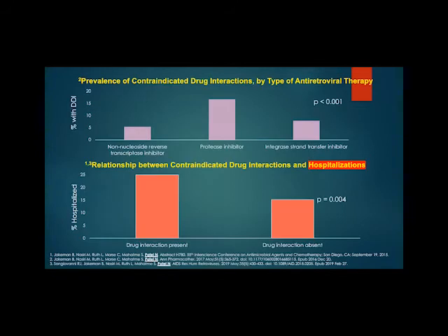Unsurprisingly, the PIs were associated with the highest prevalence of contraindicated drug interactions, followed by the integrase inhibitors, which in and of themselves have a lot of heterogeneity within the INSTI class. So raltegravir is fairly benign in terms of interactions, but on the other end you have elvitegravir, which requires a cytochrome P450 booster to have concentrations high enough to exert an antiretroviral effect. And then the lowest was observed in patients on non-nuke regimens.